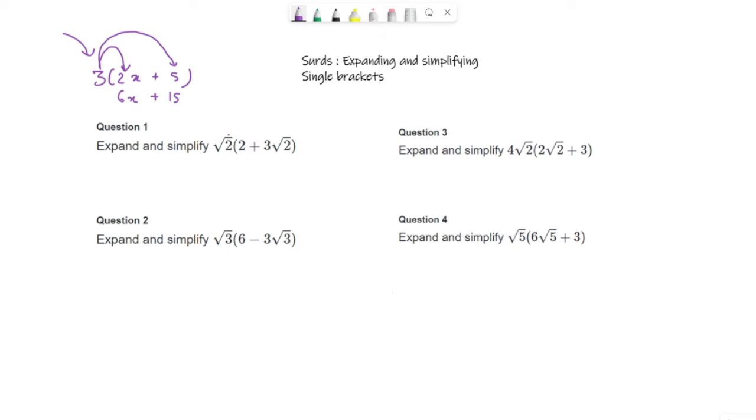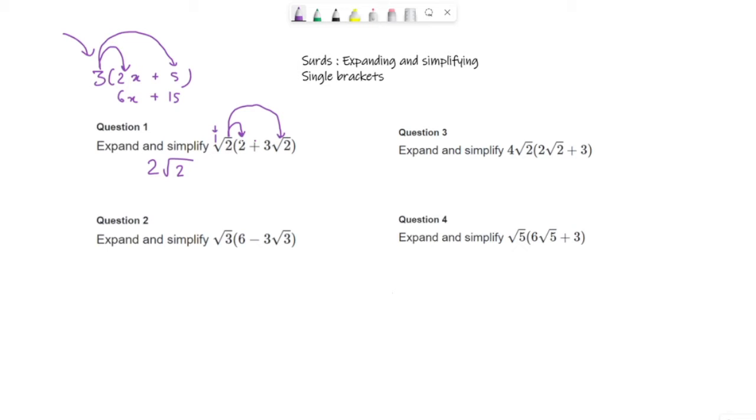Same thing we'll do here, root 2 times 2. So with root 2 there is no other number, it means it's just a 1, and you're multiplying 1 with 2, so it will give you 2. There is no other root with 2 inside, so it will be just 2 root 2. This is positive, so it will be positive 2 root 2. Then you will multiply root 2 with 3 root 2.